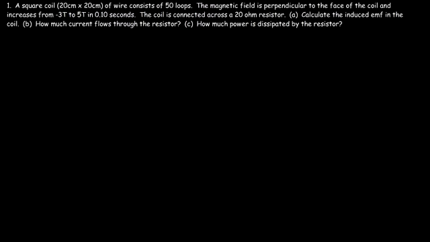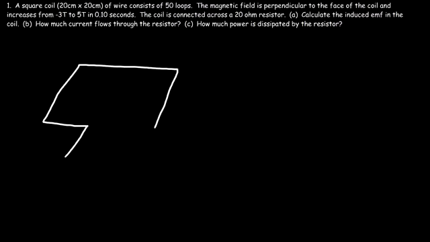Now let's work on a practice problem. So we have a square coil of wire, and that wire consists of 50 loops, and we're given the dimensions of the square. Now there's a magnetic field that's perpendicular to the face of the coil. So let's draw a picture.